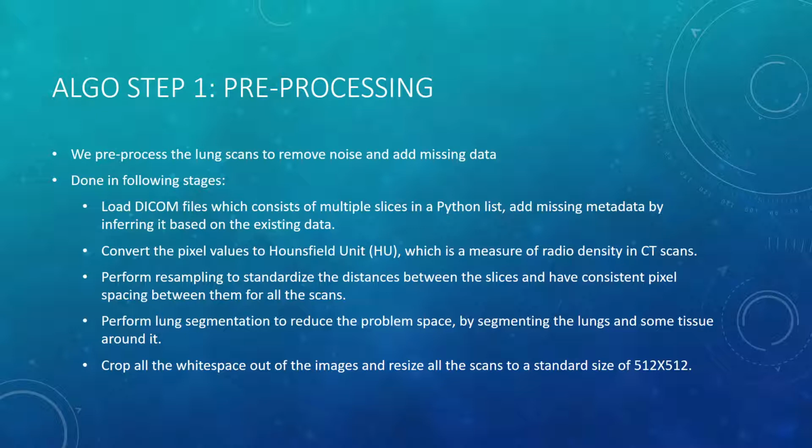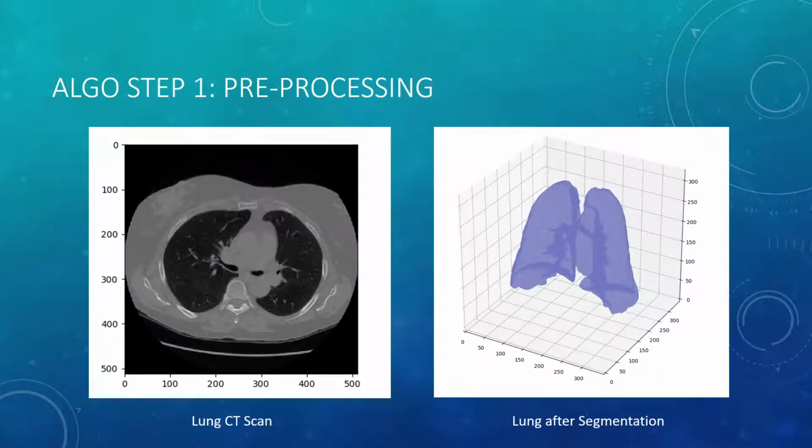Then we apply a lung segmentation mask and perform lung segmentation. After that, we basically crop out all the unnecessary regions, all the white space in the image, and we resize all the lung scans to a constant size of 512 cross 512. So here on the left, we can see an example CT scan when loaded from the DICOM file, and on the right is the lung after we apply the lung segmentation mask.